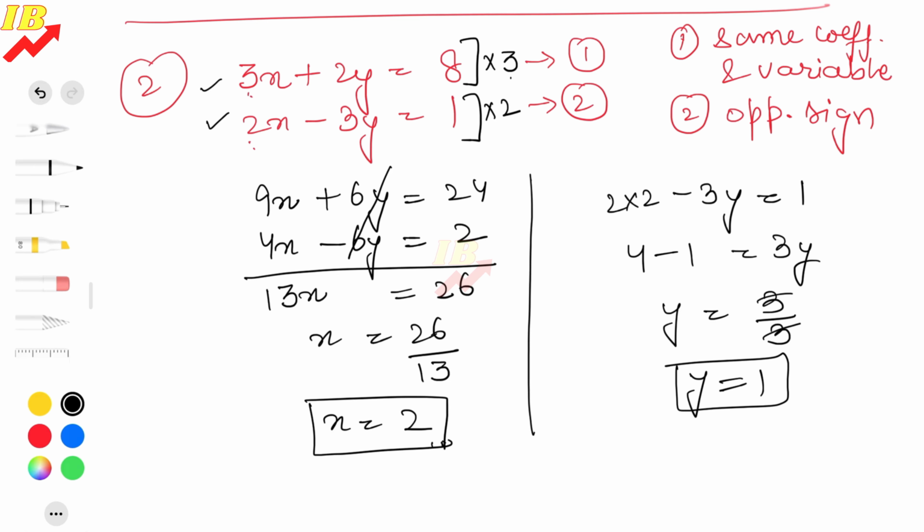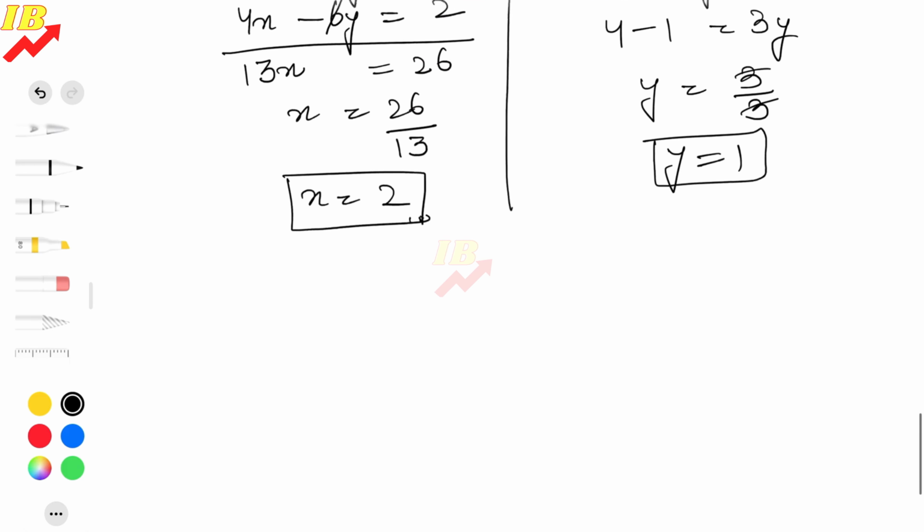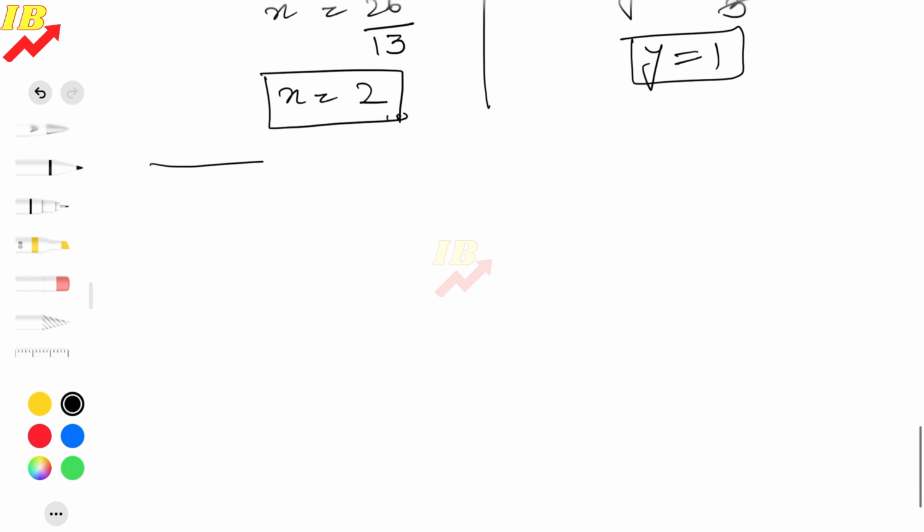There must be some questions in which you won't see the opposite sign, right? So for that opposite sign, you have to make it on your own, right? How do we make it? We'll be multiplying with a negative number as well, right? So let's just take one more question.